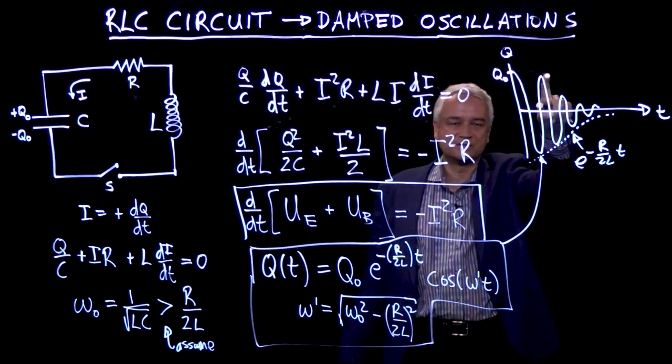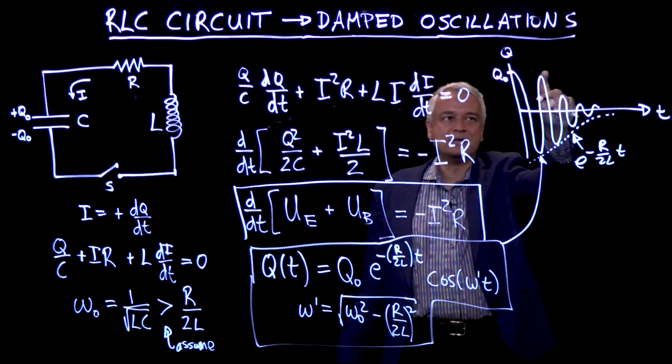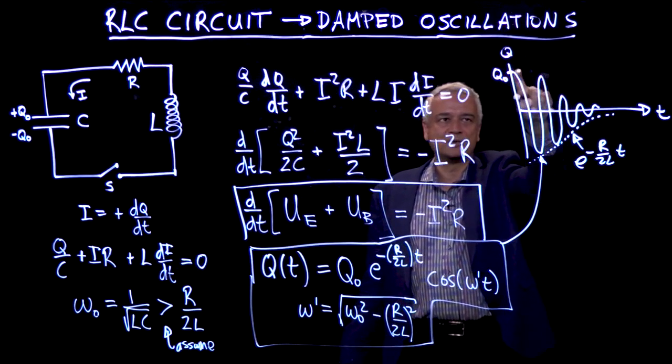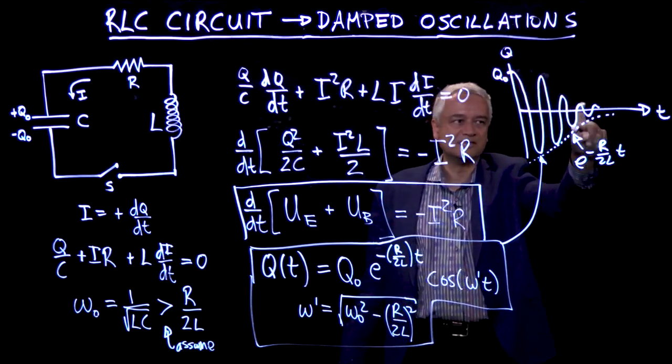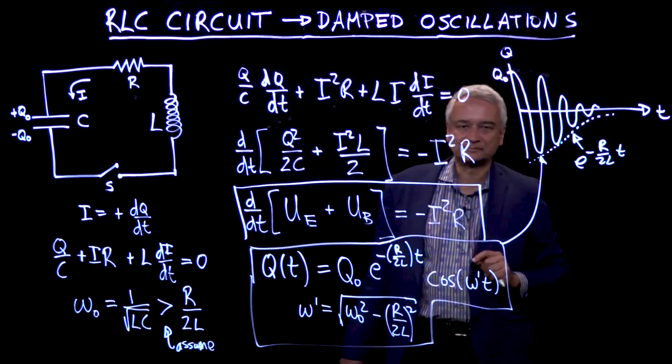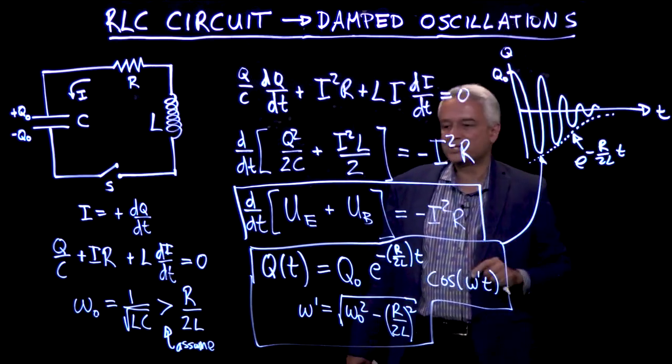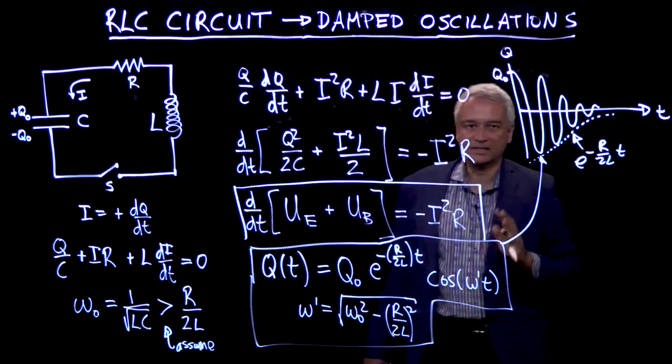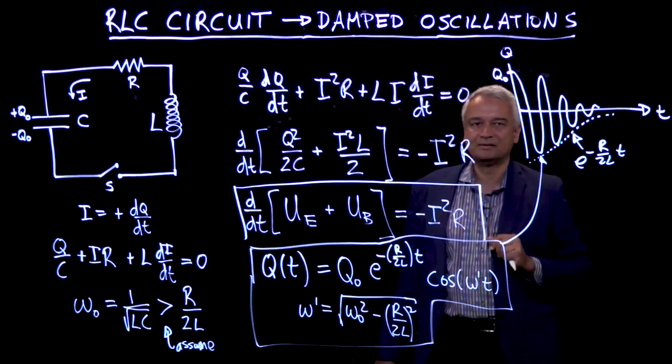That means that by the time I get back to here, I'm back to the energy being all electric. There's no energy in the inductor, it's all in the capacitor. But there's less energy in the capacitor here than there was there. And then there's even less here, even less here, even less here, according to this exponentially decaying function. That intuition is what you should take away from this derivation.